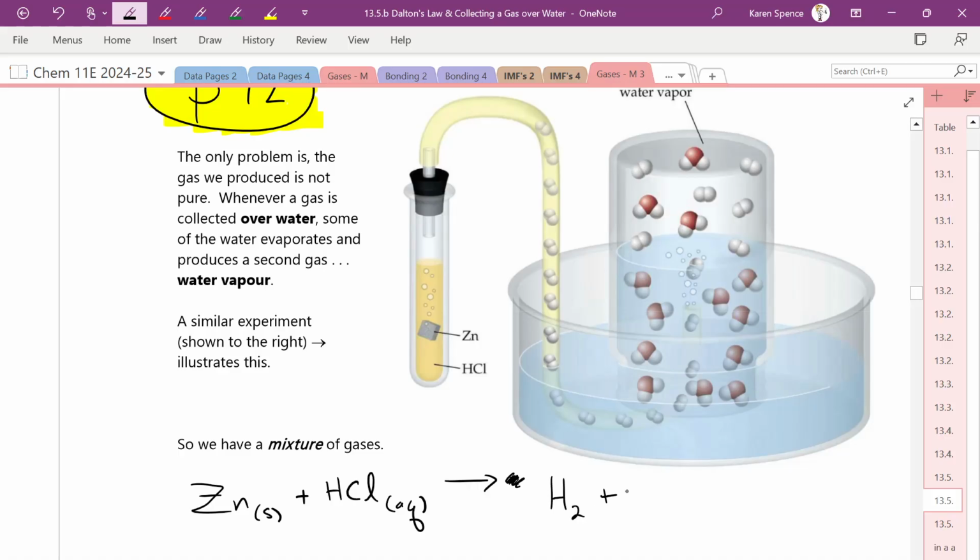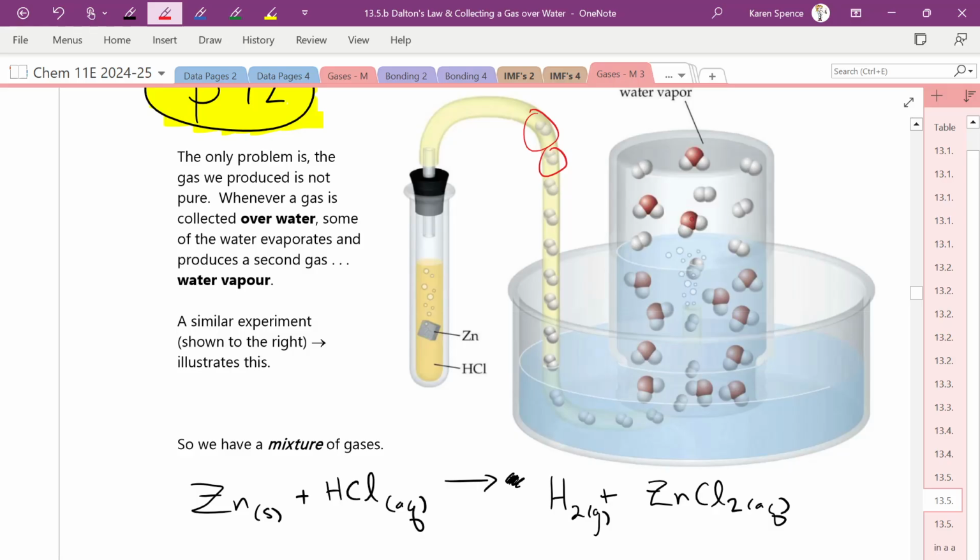Hydrogen. And sorry, what was the other one? Zinc chloride, yep, ZnCl2. So that's going to be aqueous. And that's going to be our gas. So there goes our little gas. You can see the gas molecules moving through there, and they bubble up.